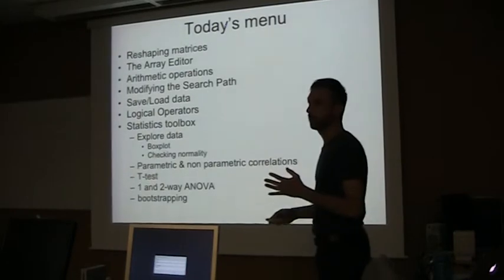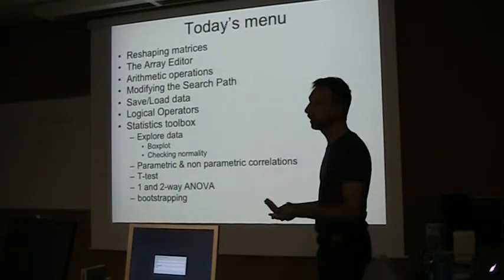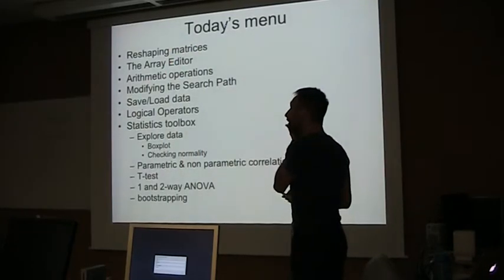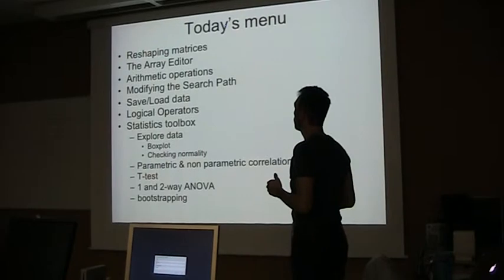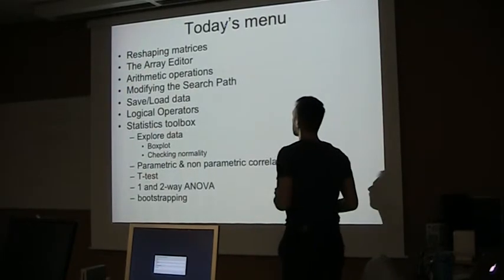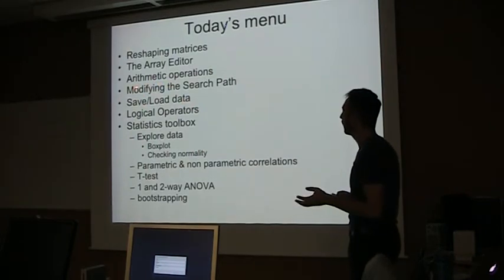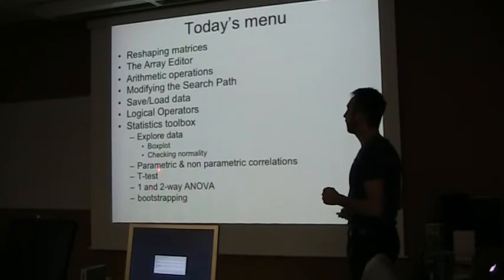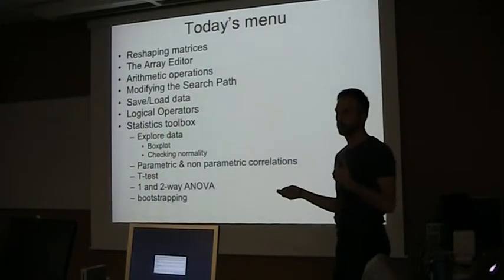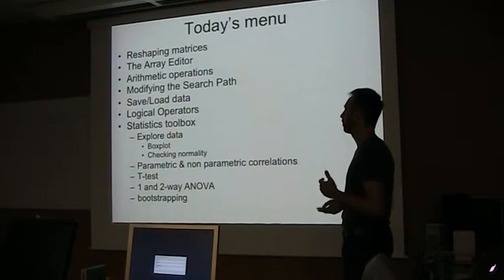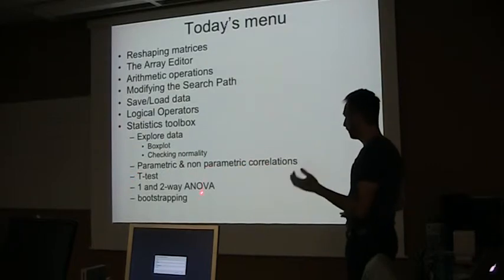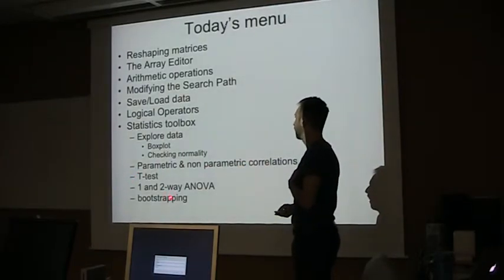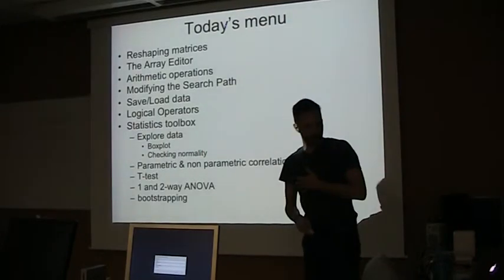So then let's see what we're going to talk about today. A lot of stuff to cover. Let's see how far we get. We're going to talk about reshaping matrices, what the array editor actually does, some arithmetic operations, how to modify the search path, how to save and load some data, what logical operators are and how you can use them. And then we're going to look into the statistics toolbox. Some of this might be a little bit advanced for some of you, but we're only quickly going to show you how you can explore your data with some boxplots, check normality, do some correlations, t-tests, etc. And if you get to it, ANOVA and bootstrap. Yeah? Okay.